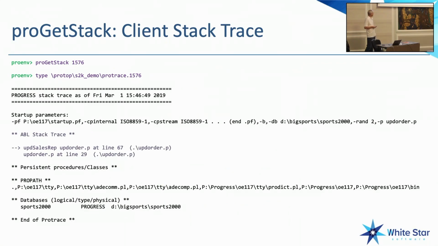proGetStack. If you're ever wondering what your code is doing, one of the ways you can find out is you can run proGetStack with a process ID. What that'll do is generate a 4GL stack trace of that session, which is great because it tells you what line of code and what procedure is running. The nice thing about proGetStack versus the client statement cache is that it is not dependent on what database statement was last run. This is what the 4GL session is doing right now.